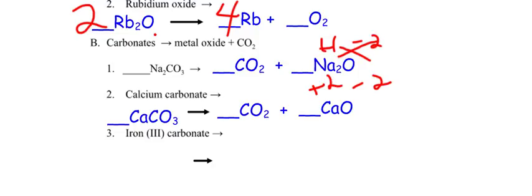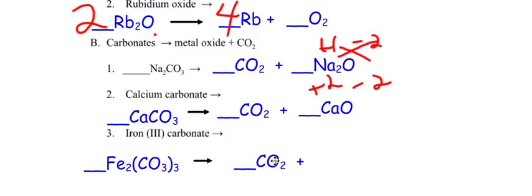Well, hopefully you figured out that iron has a charge of +3 and carbonate has a charge of -2. You did have to crisscross, and you're still going to make the same things. You're going to have a carbon dioxide. Now just hang on a second.